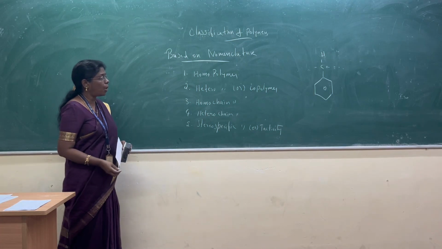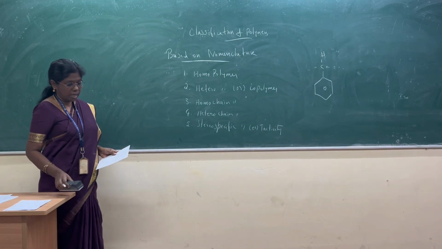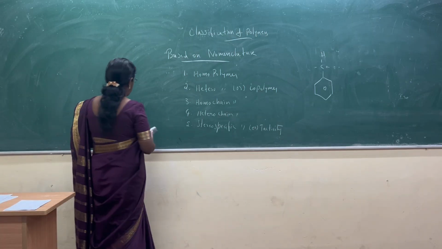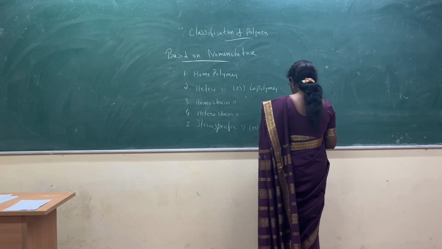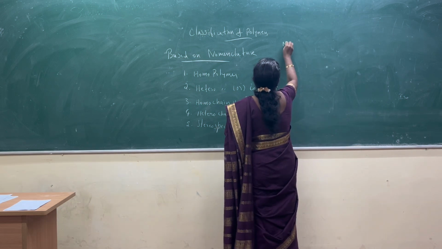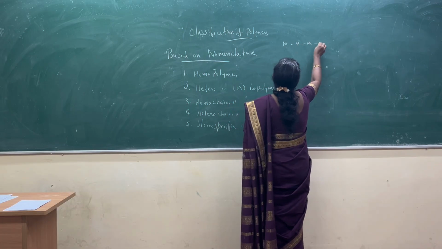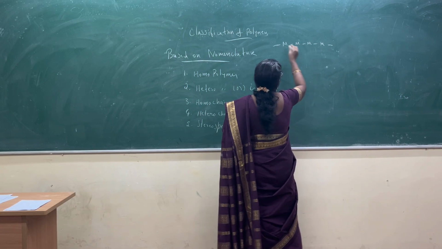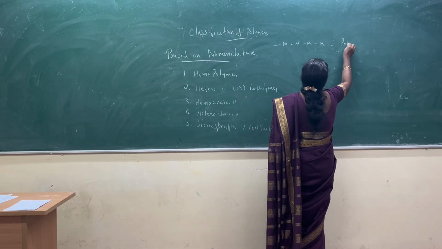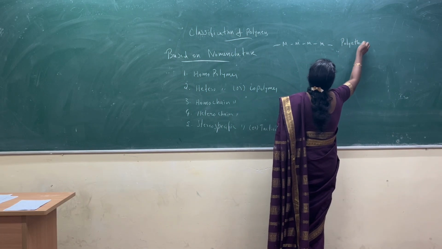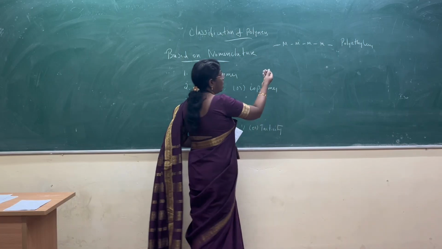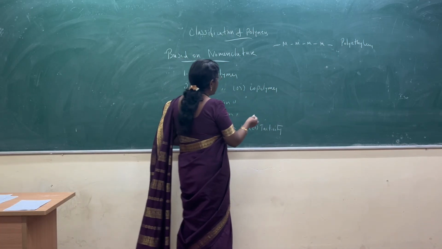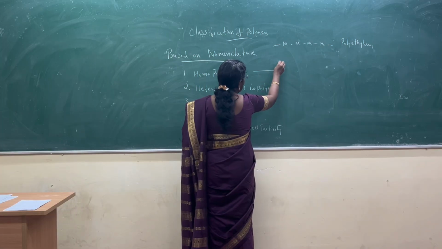So what is homopolymer? The monomers arranged of the same type is called a homopolymer. Homo means same. So the same type of monomer is called a homopolymer. Example is polyethylene. Depending upon the arrangement of monomer, there are 3 different types of homopolymer.